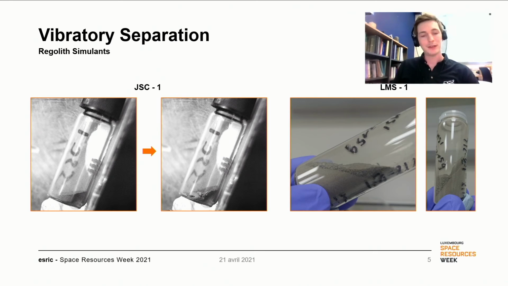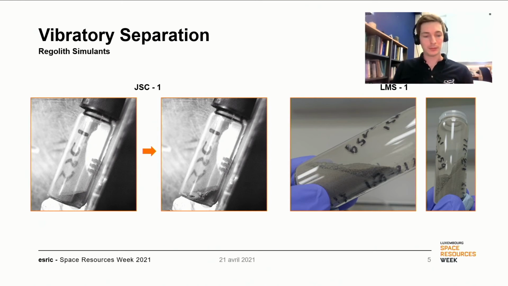Then we repeated this with the LMS with a much larger amount, a few hundred grams. And we found that there was quite a good segregation between the coarser particles and the much finer particles. So what this demonstrates is a very simple method of size separation that could potentially be applied to lunar regolith if you needed to screen out particularly coarse grains or coarse particles.